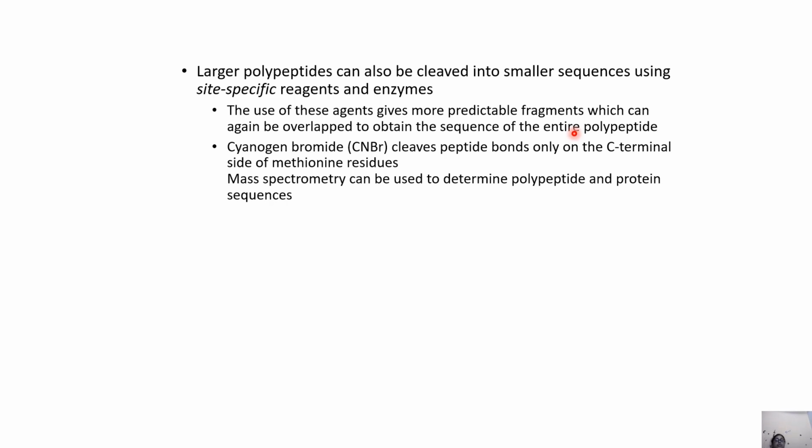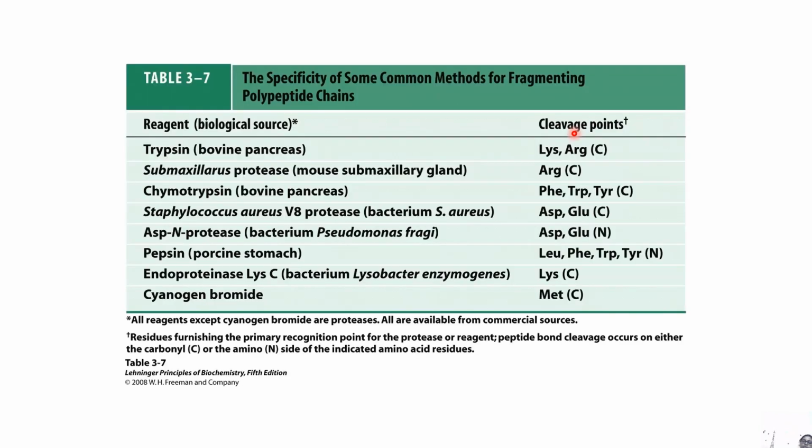Larger polypeptides can also be cleaved into smaller sequences using specific reagents and enzymes. The use of specific agents gives more predictable fragments, which can again be overlapped to obtain the sequence of the entire polypeptide. Cyanogen bromide, for example, cleaves peptide bonds only on the C-terminal side of methionine residues. Mass spec can also be used to determine polypeptide and protein sequences. This table shows specifics of common methods for fragmenting polypeptide chains.